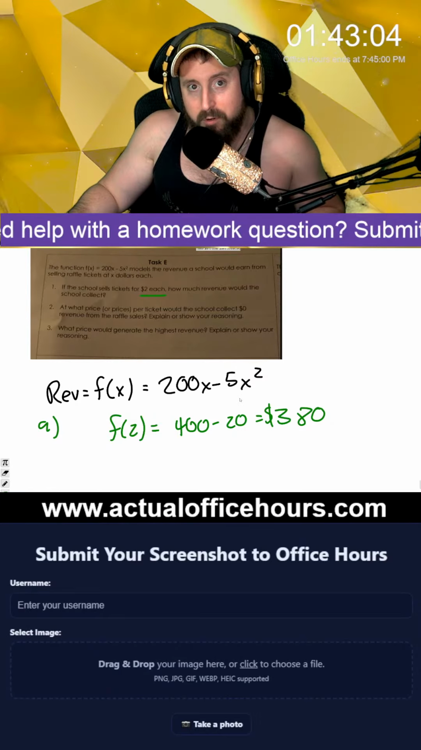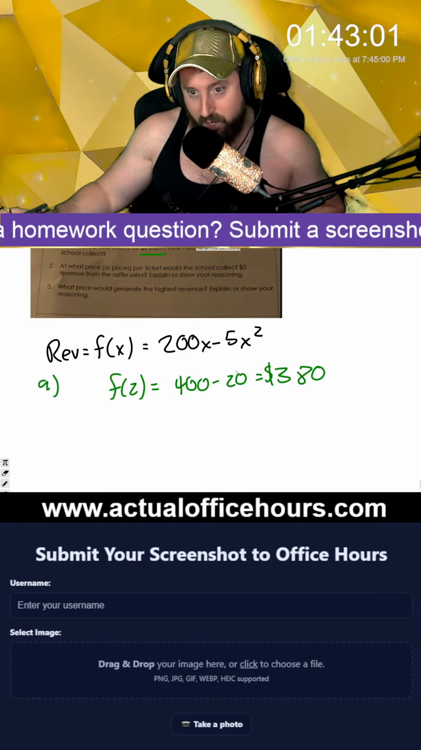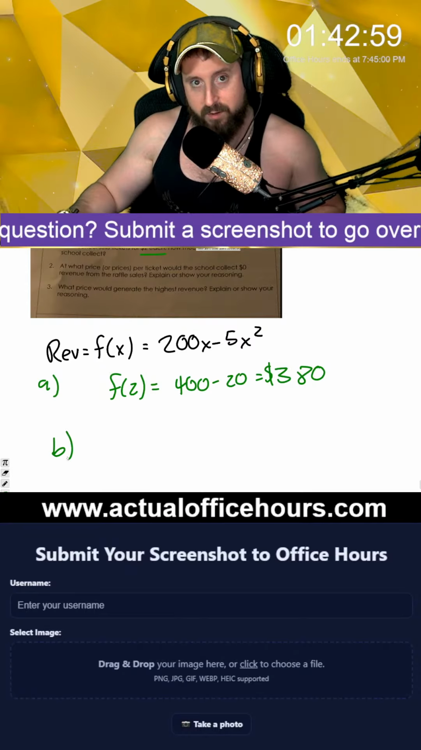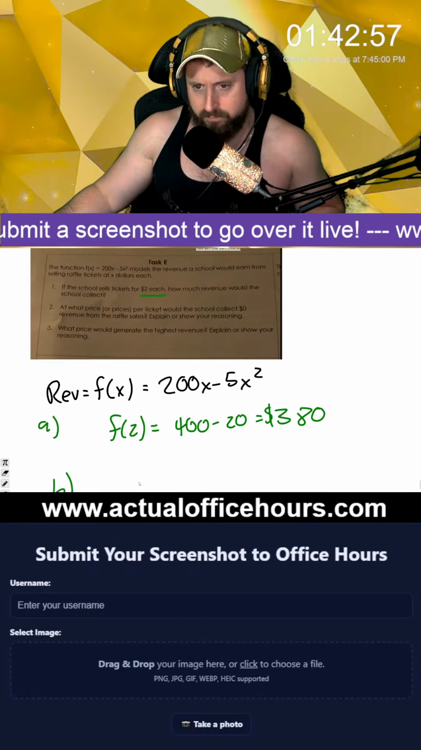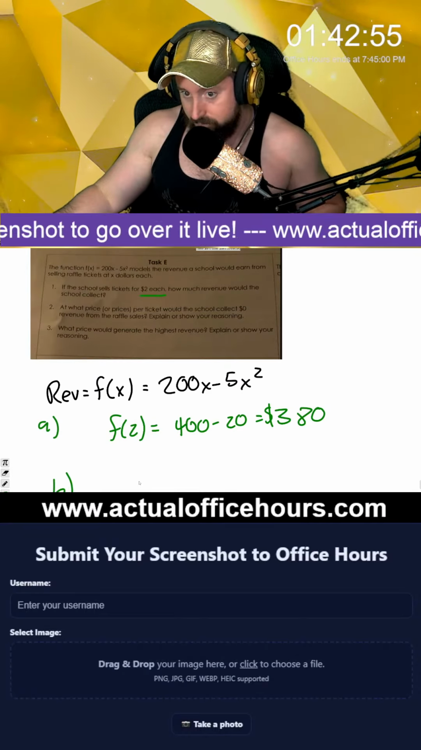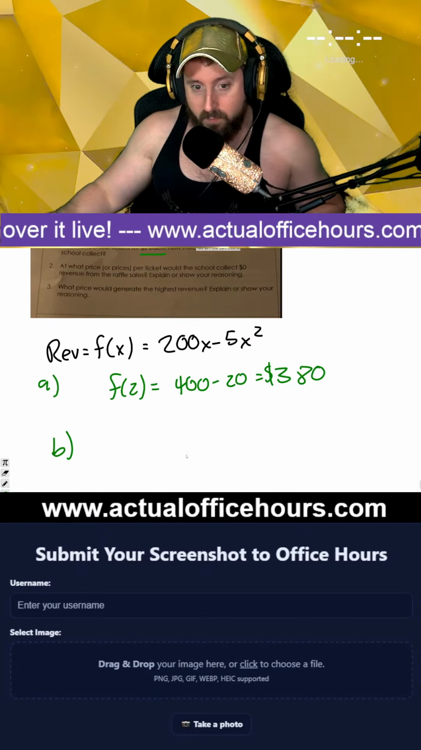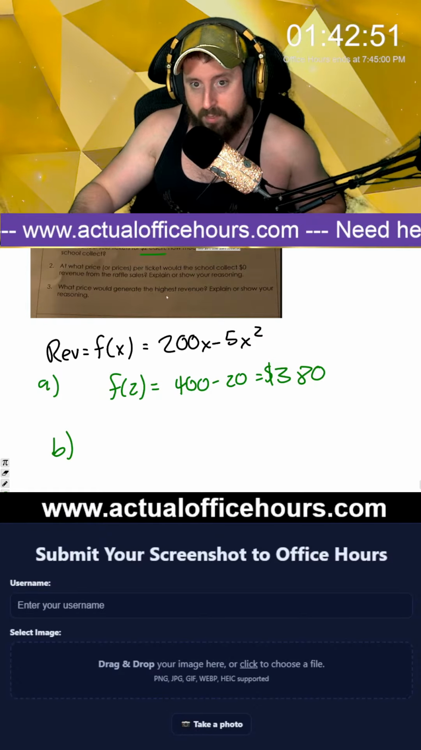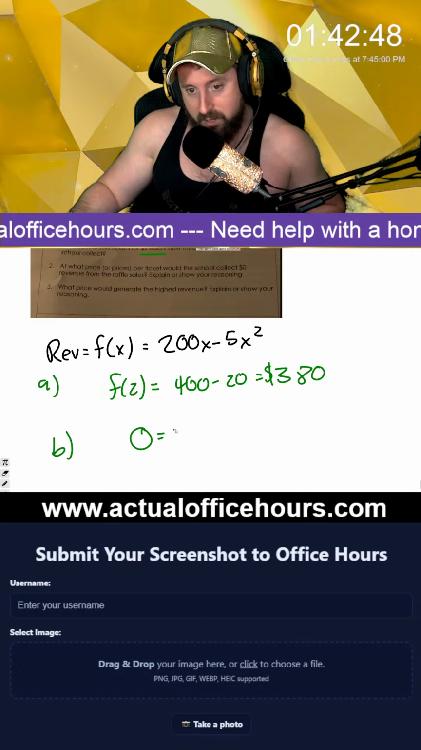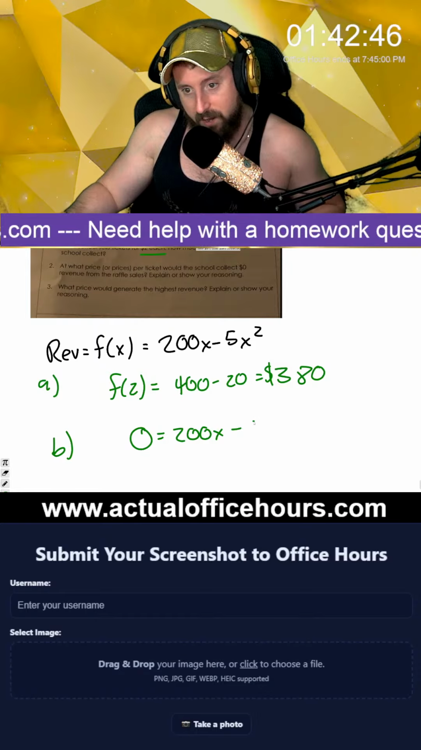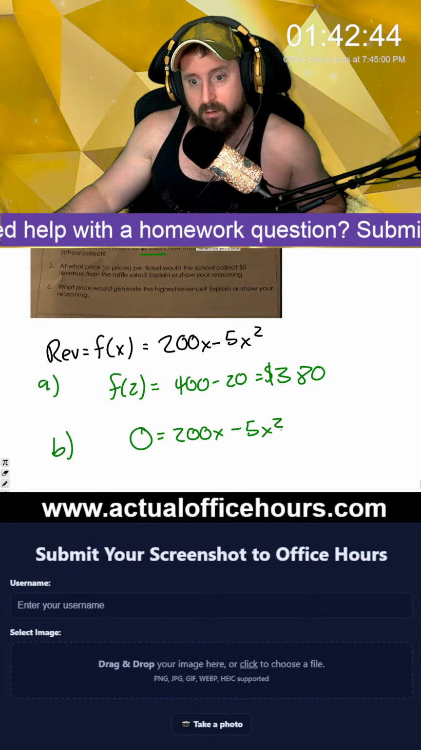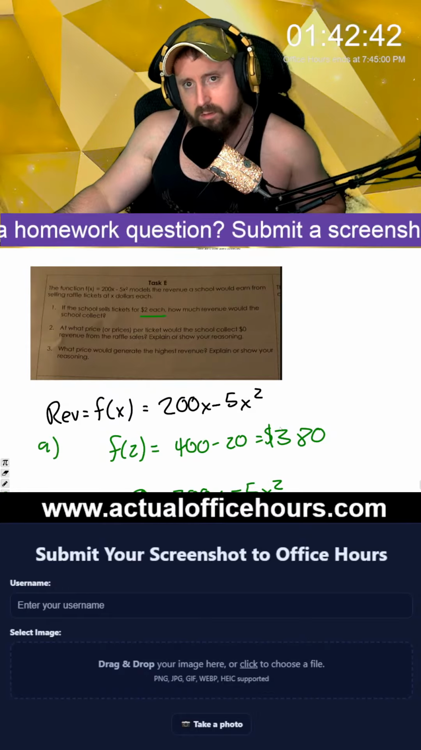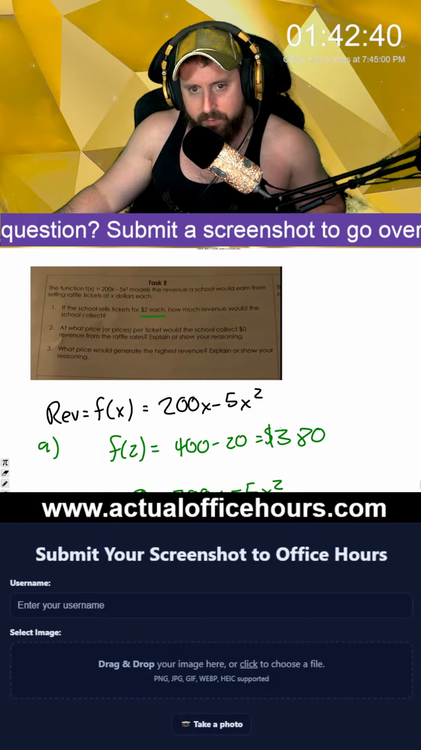Wait, who's saying negative 380? Okay, watch. So for part B here, we want to see when the revenue is 0. So I'm going to say 0 is equal to 200x minus 5x squared. They lose money if they sell it at 2? I don't think they lose money if they sell it at 2.